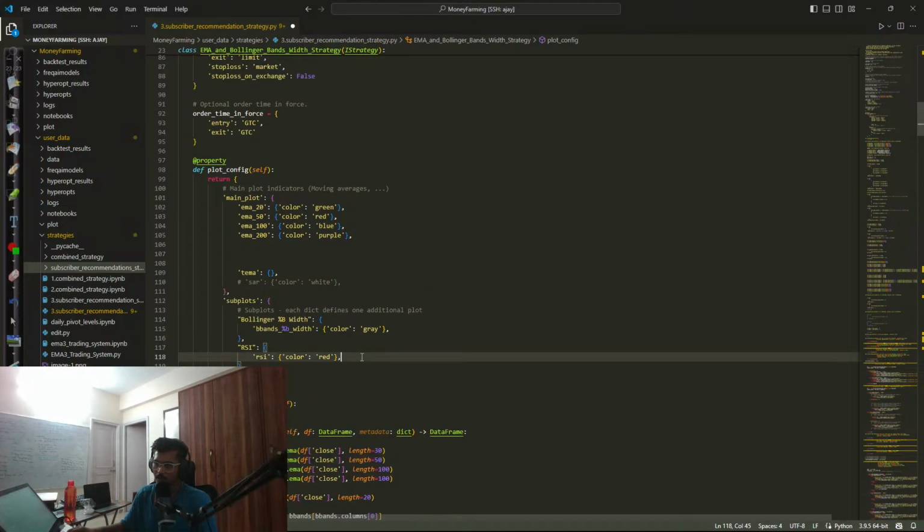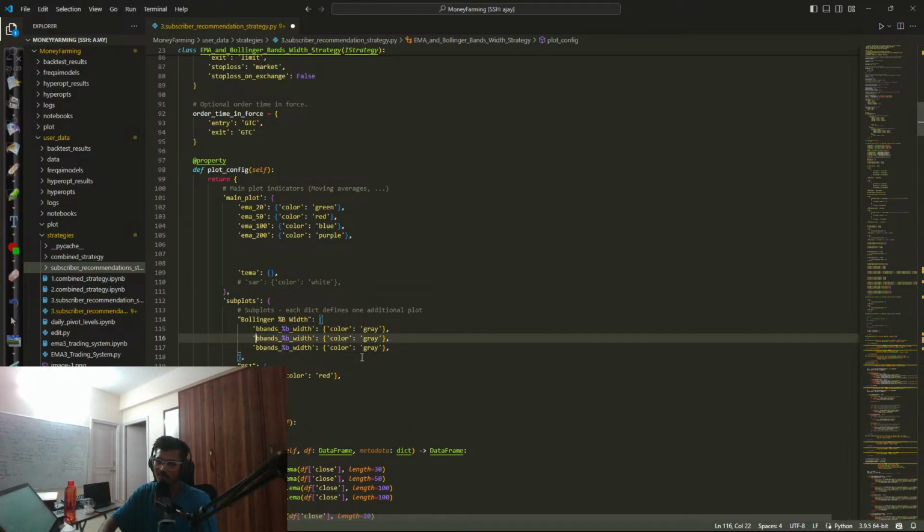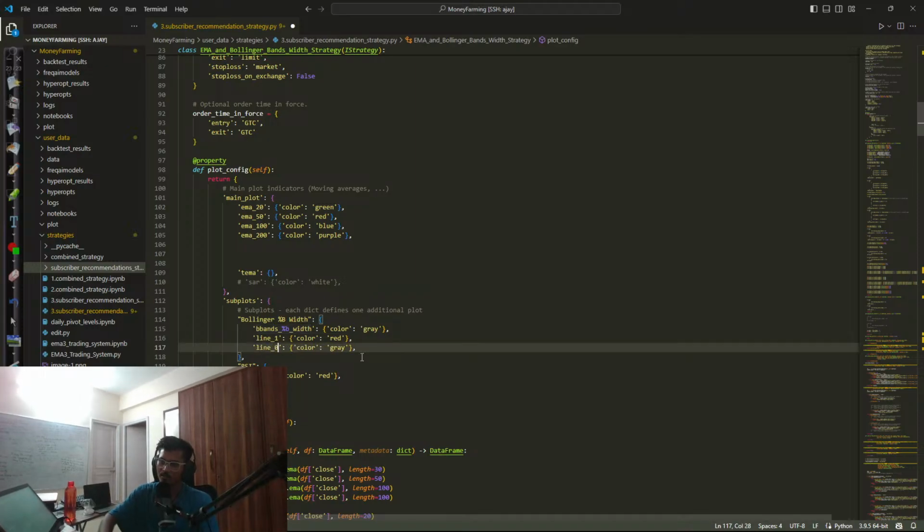So line 1, see, and we can also add RSI, everything. It's like when you put things in, you basically try to see what can be done, you know. Line 0, this is green.